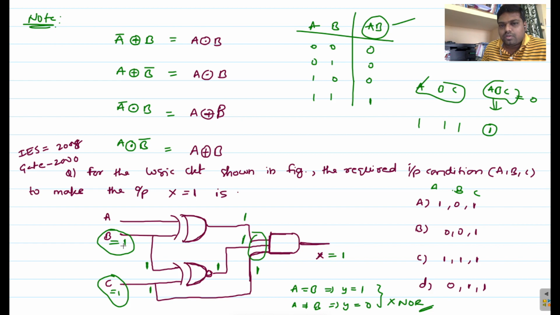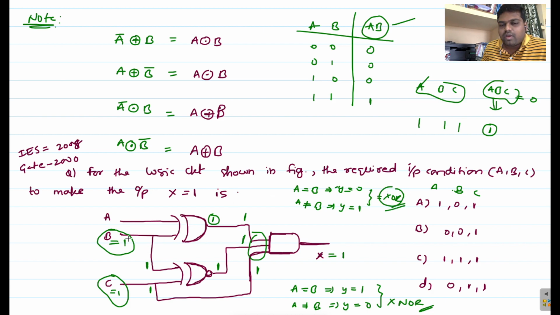Then B equals 1. Now this is an XOR gate. The XOR gate output is 1 here, and this is connected to this gate. So when the XOR gate's inputs are the same, the output will become 0, and when both inputs are not equal, the output will become 1. This is the XOR logic.